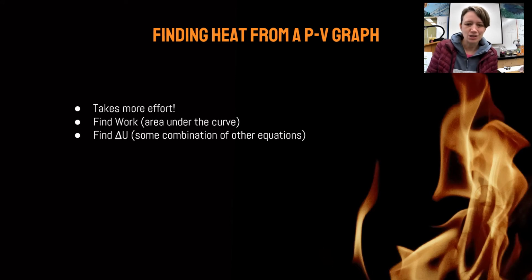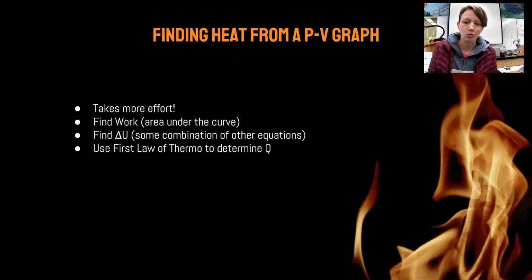You're going to find delta U through combinations of pulling your data points off your graph and all those other equations as necessary, remembering that delta U is path independent, doesn't matter, but you do need your data points for the start and the end. And then you simply use the first law of thermodynamics to determine Q. So delta U equals W plus Q. You just have to subtract your work from your delta U and you get Q. So it takes all of those other steps in order to find heat from a PV graph.